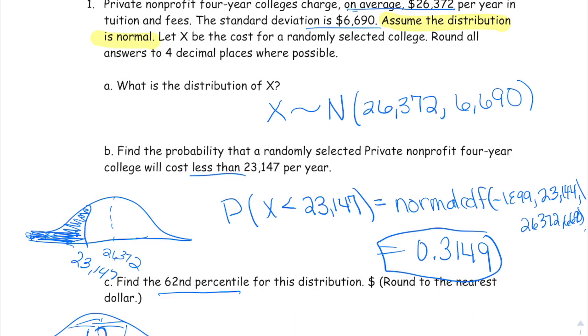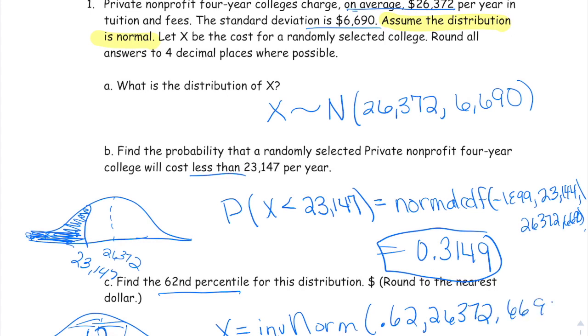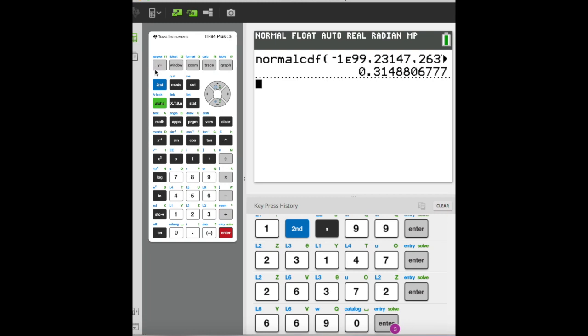So when we know the area under the curve and we're trying to find the X value, on our calculator we can use the inverse norm, because we always put the area to the left. If we were looking for the area to the right, remember we have to do 100% minus that to get the area to the left. And then the mean, 26,372, and the standard deviation, 6690. So do the inverse norm.